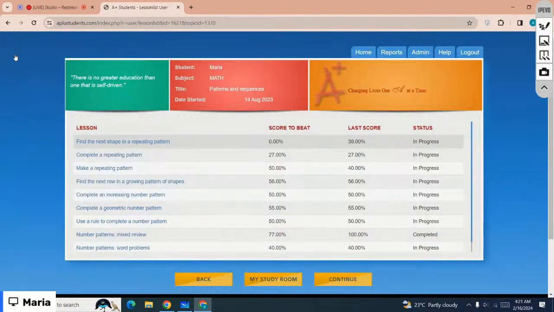The next one is use a rule to complete a pattern number. You are given the rules now, right? The rules you have to follow to complete the pattern. Let's just start with the lesson.